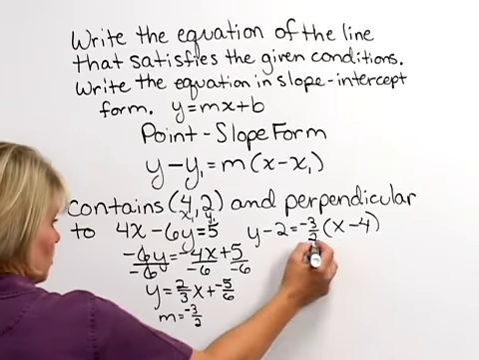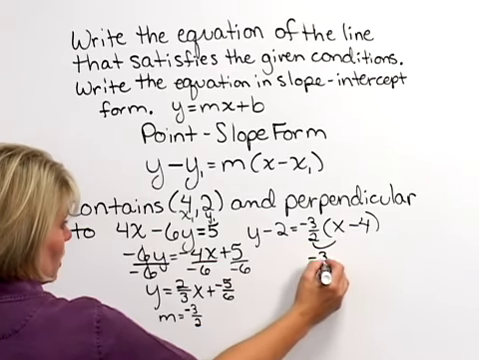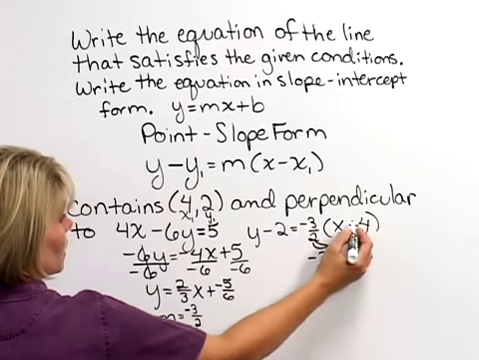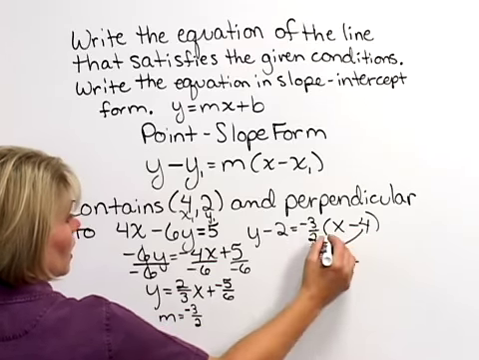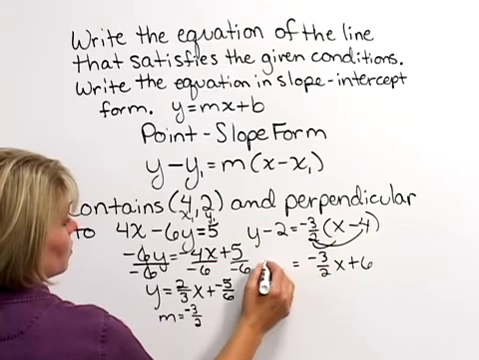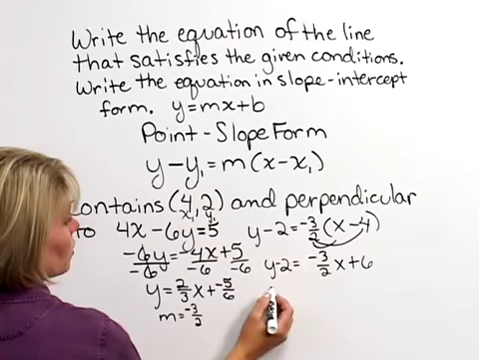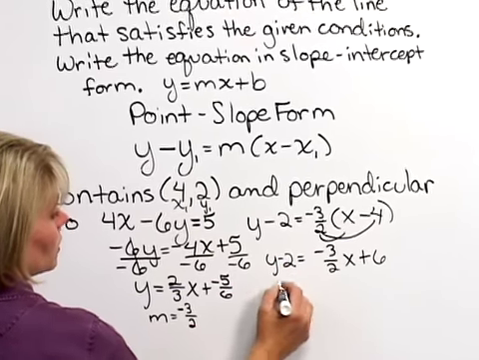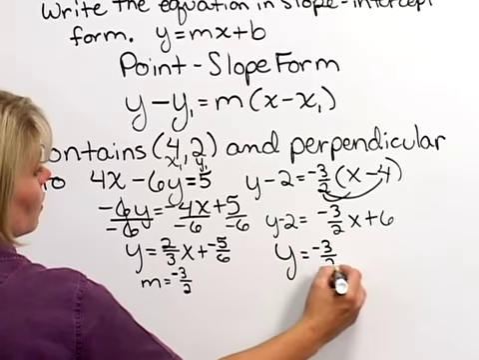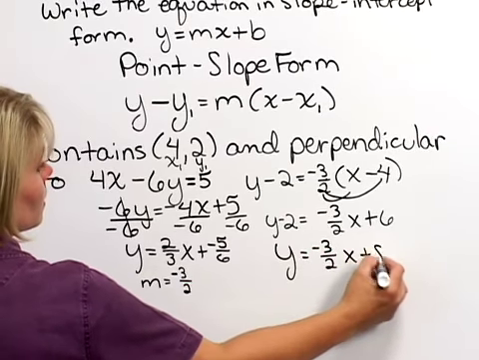Now we can distribute. Distributing that, you get negative 3/2 x, and negative times negative will be a positive, and that ends up being 6. That's equal to y minus 2. Now if we add 2 to both sides, we end up with a final equation of y equals negative 3/2 x plus 8.